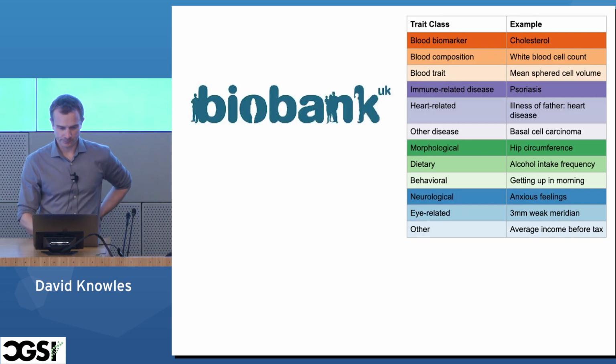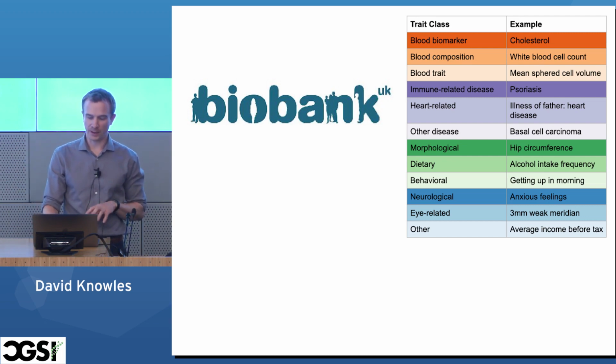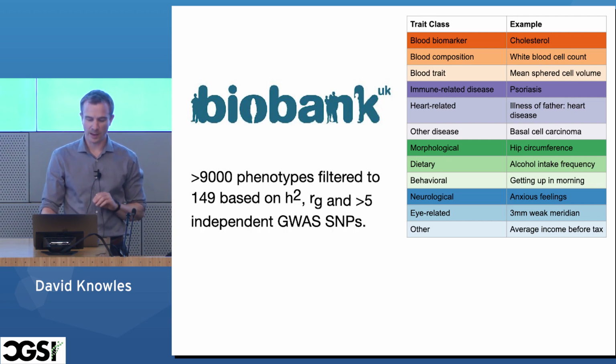The main place we've applied this so far is to looking at the UK Biobank, which I think you're probably all aware of. So we end up, out of over 9,000 phenotypes that we started with, we filter down to 149 based on them having a reasonable amount of heritability, genetic correlation between male and female, and then also having at least 5 independent GWAS SNPs that we can use for the underlying MR.